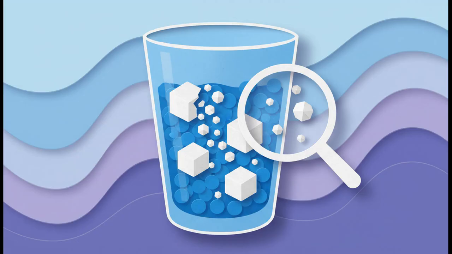So here it is, the big secret behind the magic trick. The sugar doesn't actually vanish. Not at all. Its tiny little particles just break apart and spread out so evenly between the water particles that they basically become invisible. But hey, don't just take my word for it. There's actually a really simple way to prove it.